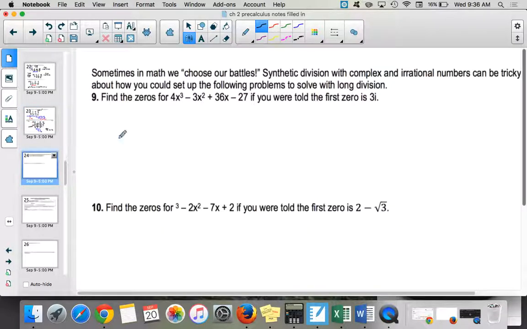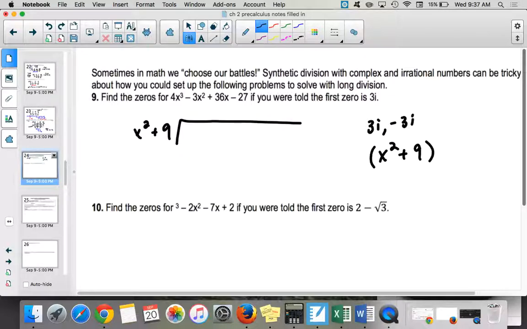Okay, so then this next part says, sometimes we choose our battles in math. So we'll do this next time, but I'm going to show you how to do this with long division instead of synthetic. Because if you know you have 3i, then you also have to have negative 3i. What would be in parentheses then as a factor? If I have 3i and negative 3i, we're kind of thinking backward. X squared plus, what would be part of our solution? X squared plus 9. Good, Greta. Does that make sense? So basically, we're going to take x squared plus 9, and we would go into our long division instead of synthetic. Okay, so we'll talk about those two next time. It's getting a little long.